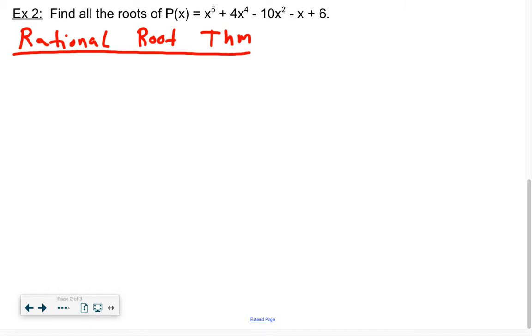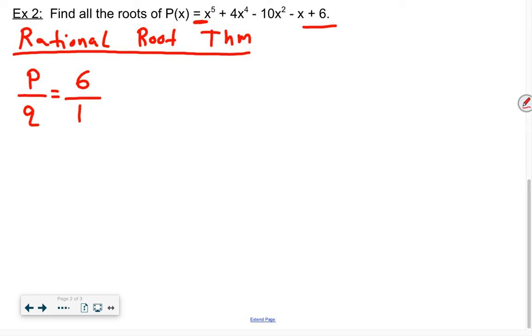We want to start by looking at the p over q. Now, what in the heck is p over q? Well, the p value is your constant term. So our constant term here is that 6 value. So let's go ahead and make that p value the 6. And then our q value is our leading coefficient. Now, it's not there, so it's understood to be a 1.